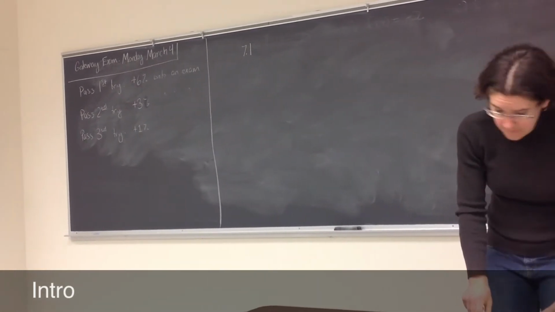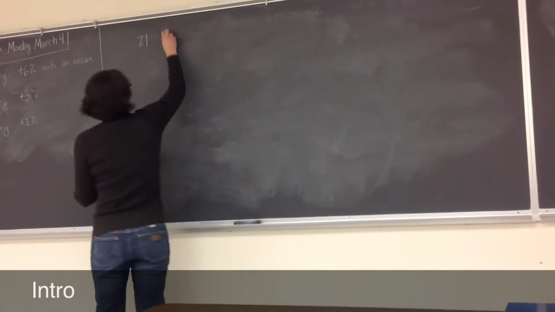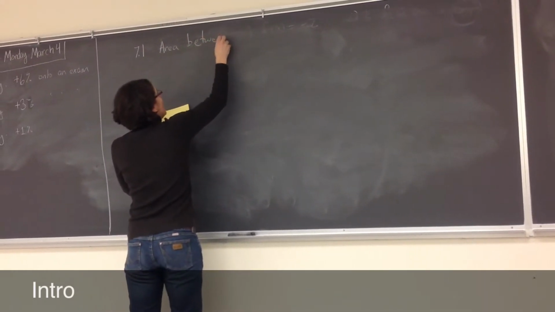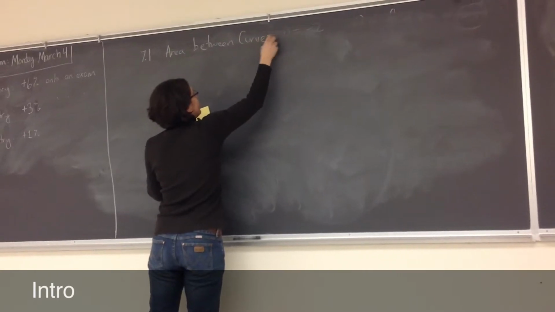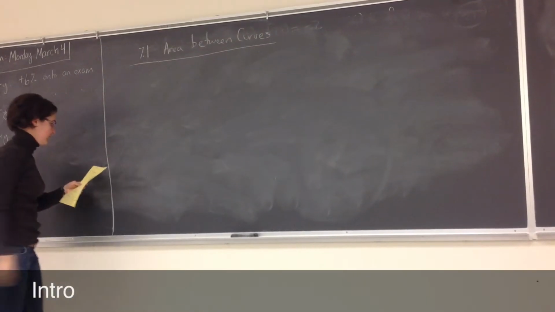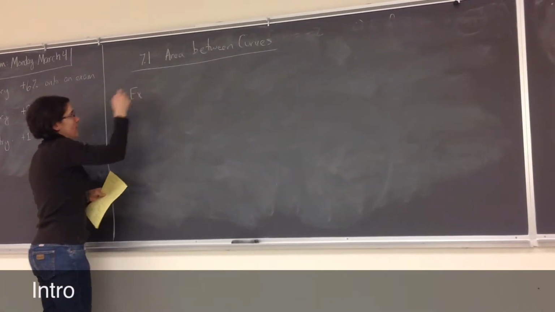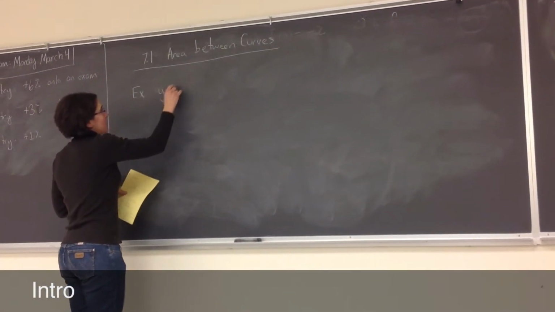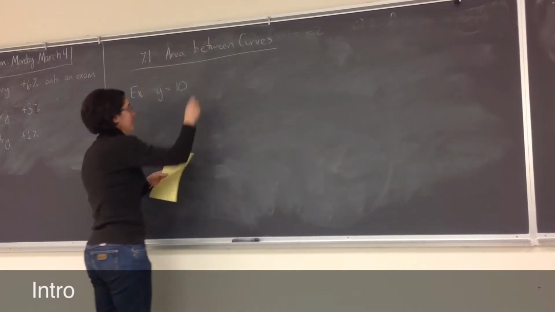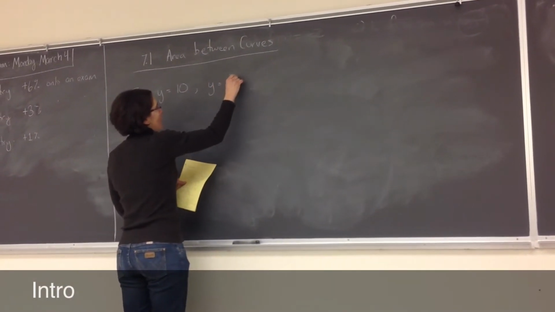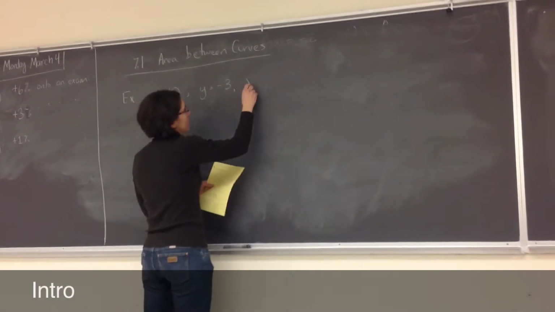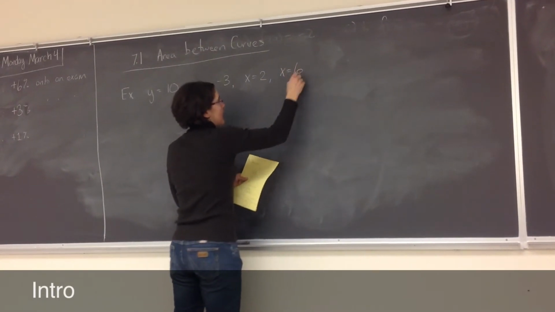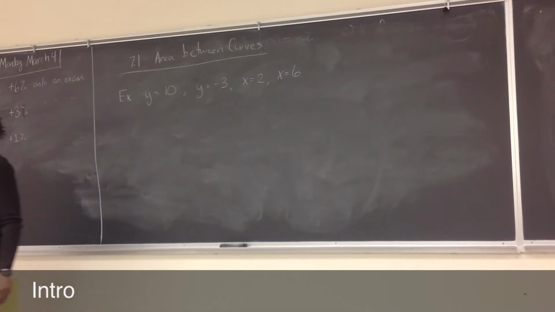So section 7.1, the topic is area between curves. All right, so here's our first example. We have four equations. y equals 10, y equals negative 3, x is equal to 2, and x is equal to 6.